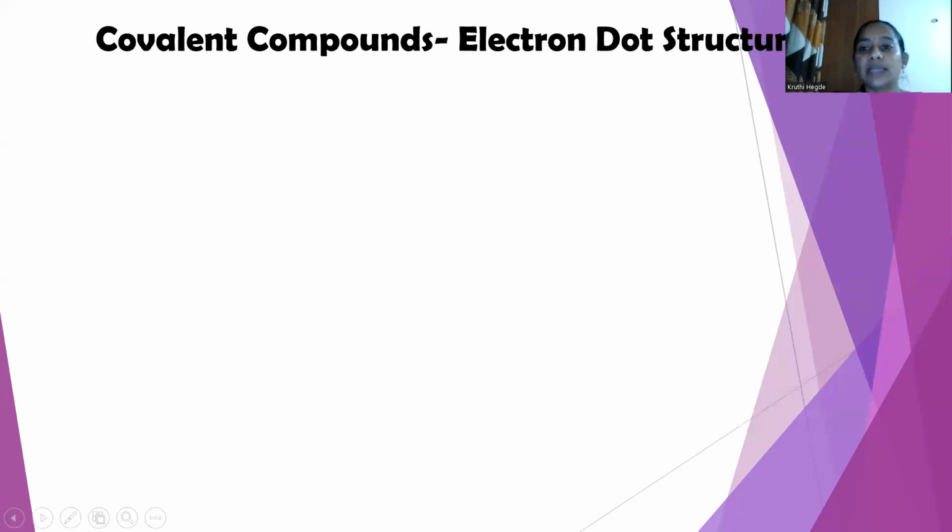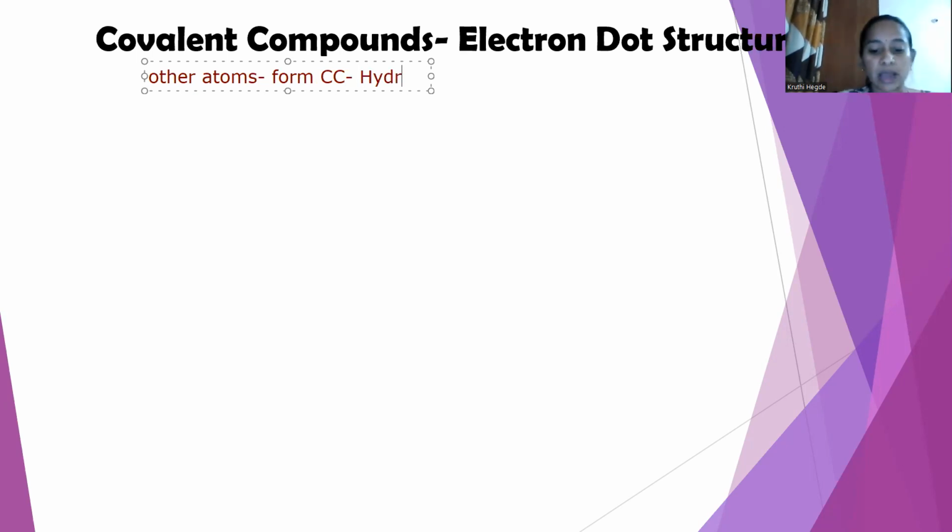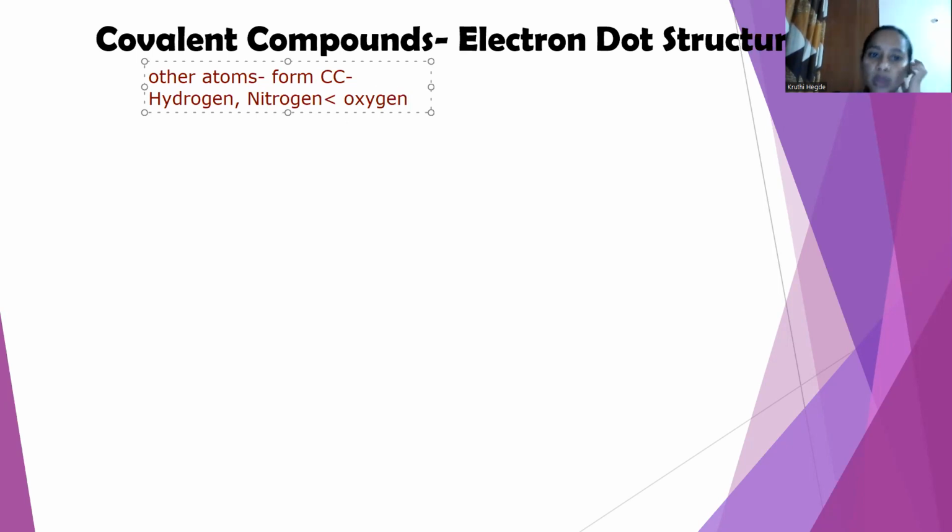Covalent compounds and their electron dot structure. Now, is it only carbon that forms covalent compounds? No, even other atoms will also form covalent compounds. CC ಅಂತ ಬರೀತೀನಿ, covalent compound. ಯಾವ್ಯಾವುದು other atoms ಅಂದ್ರೆ it is hydrogen, nitrogen, oxygen. All these will also form covalent compounds.